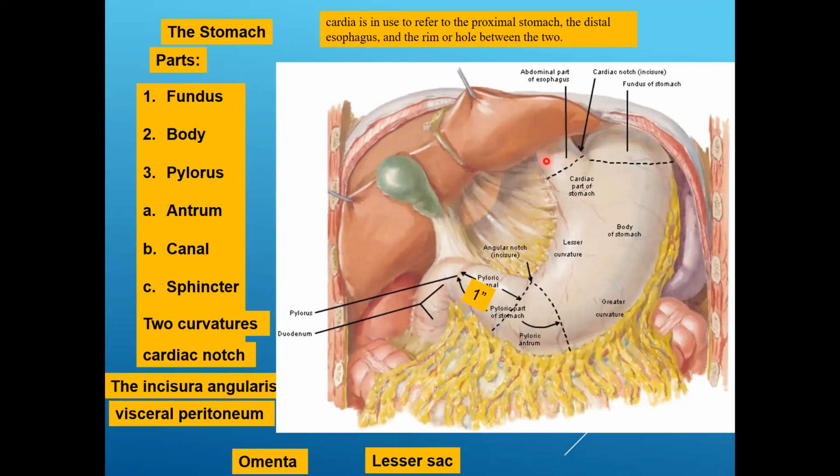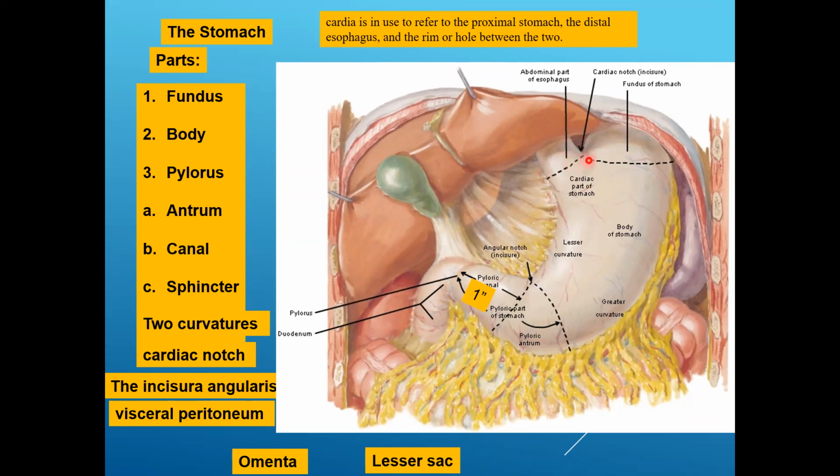Now, this is the esophagus joining the stomach at the cardia or the cardiac area. This has nothing to do with the heart. I don't know why it's called cardia, but it's called cardia. This is the lower esophageal sphincter. This is the cardiac notch, and that is the stomach.